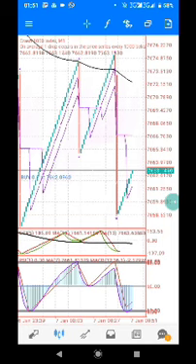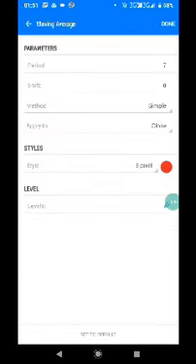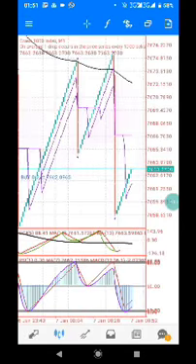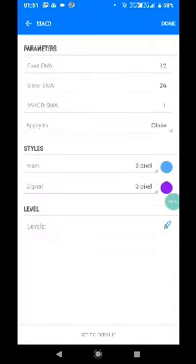Okay. So let's go and take the moving average. So this is the moving average, period 7, 0 shift, method simple, apply to close, 3 pixel. Then I use red color. You can use any color you like. You click done.